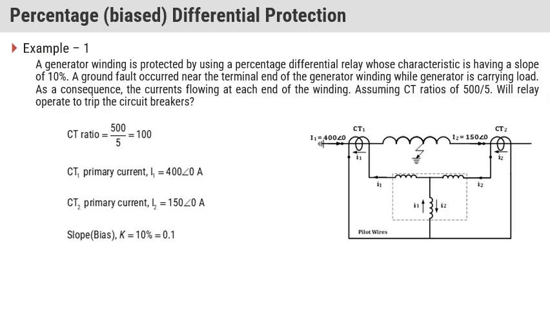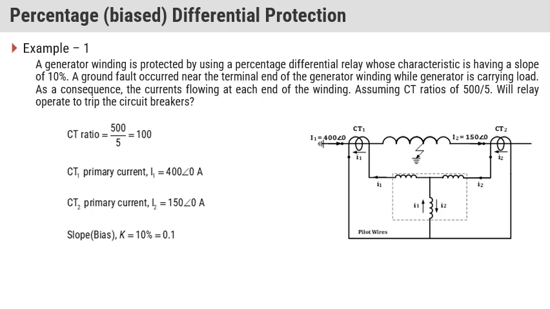Now we have one example. A generator winding is protected by using a percentage differential relay whose characteristic has a slope of 10%. A ground fault occurred near the terminal end of the generator winding while the generator is carrying load. As a consequence, the currents flowing at each end of the winding, assuming CT ratios of 500 by 5, will the relay operate to trip this circuit breaker? So this is the question.